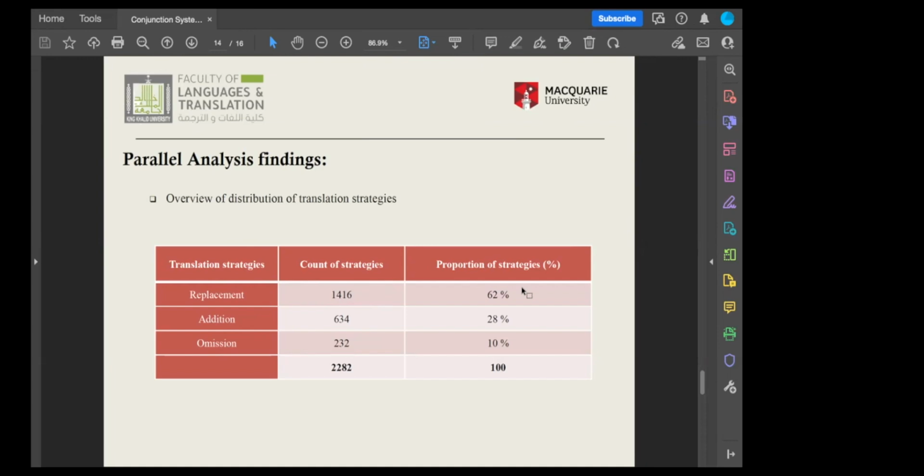This table shows the overall distribution of translation strategies adopted in translating additive connectives. It's clear that the replacement strategy is by far the most frequently used. It reflects cases where a connective is already present in the source text, and a replacement connective in the target text is used. This is the strategy of replacement. It may be considered a source-oriented strategy, motivated by the default literal translation. If there's a connective present in the source language, the translator directly replaces it with another one in the target language.